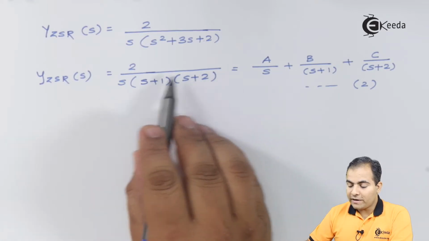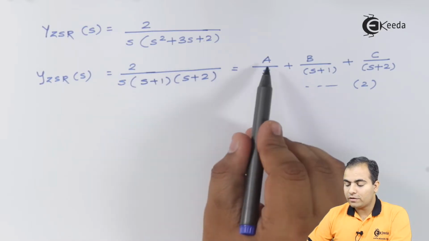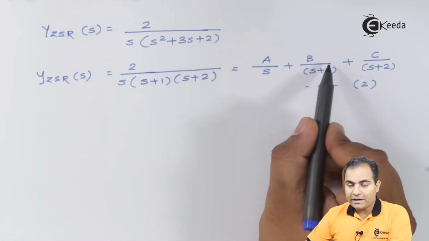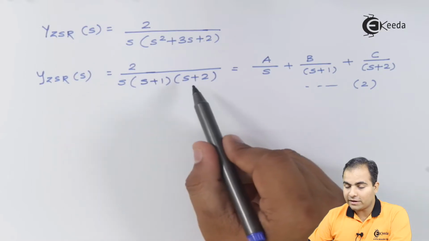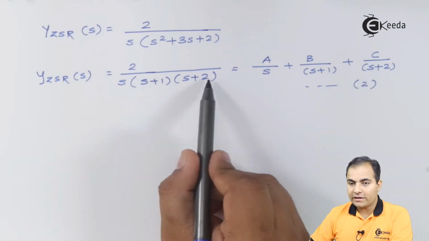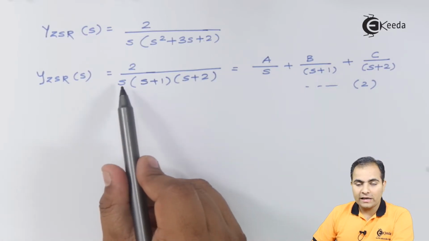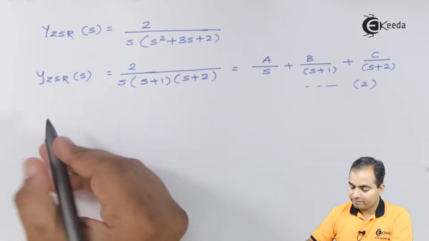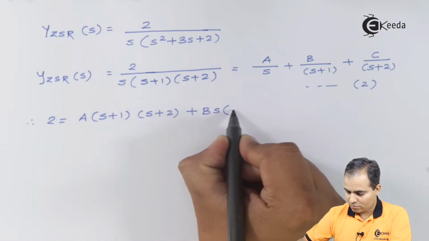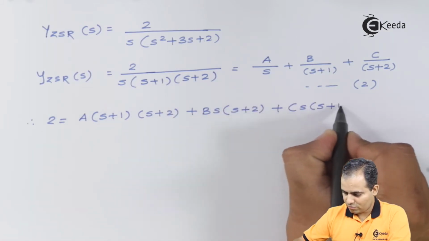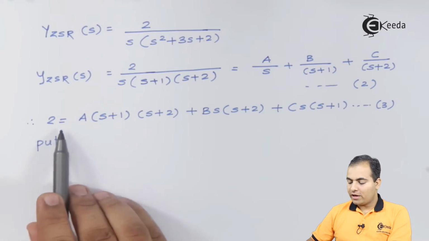What is important? Just multiply the left hand side denominator on the right hand side. What you will get? This S will get cancelled. S plus 1 and S plus 2 will be multiplied with A. Similarly, if I multiply this whole denominator with B, then S plus 1 will get cancelled. Only B will be multiplied with S and S plus 2. Similarly, if I multiply the left hand side denominator with C, then S plus 2 will get cancelled. C will be multiplied with S and S plus 1. So I'm writing that equation. Now, after multiplying this whole denominator with A, B and C, I have got this equation.